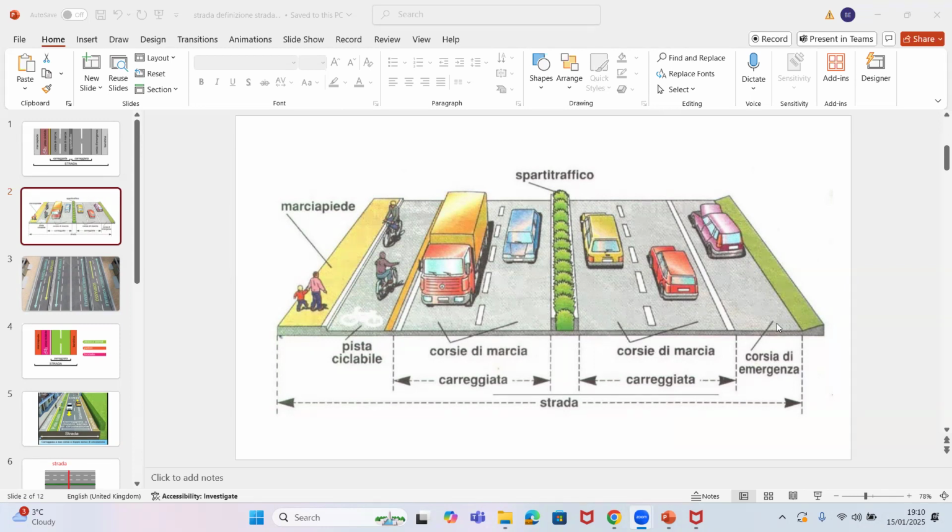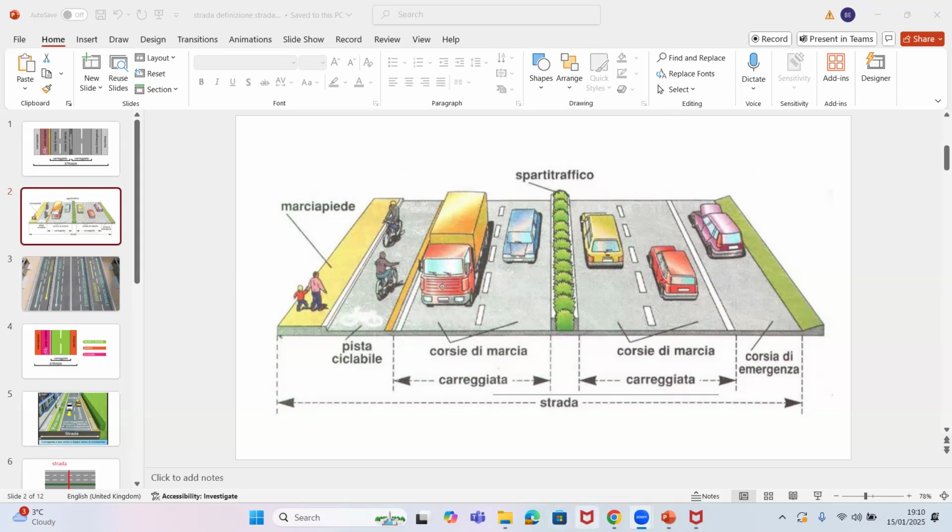You see the question? If you look at it very well, the corsia di emergenza is outside the carreggiata. There's a white continuous line that separates it from the carreggiata. This is the answer, and it's self-explanatory. Is it clear? The corsia di emergenza is not inside the carreggiata; it is outside.